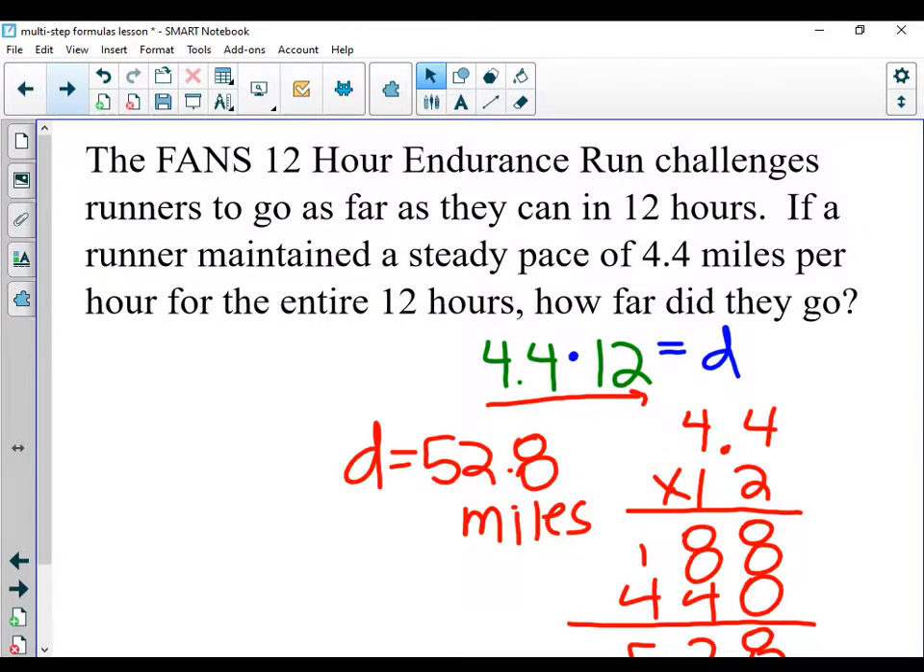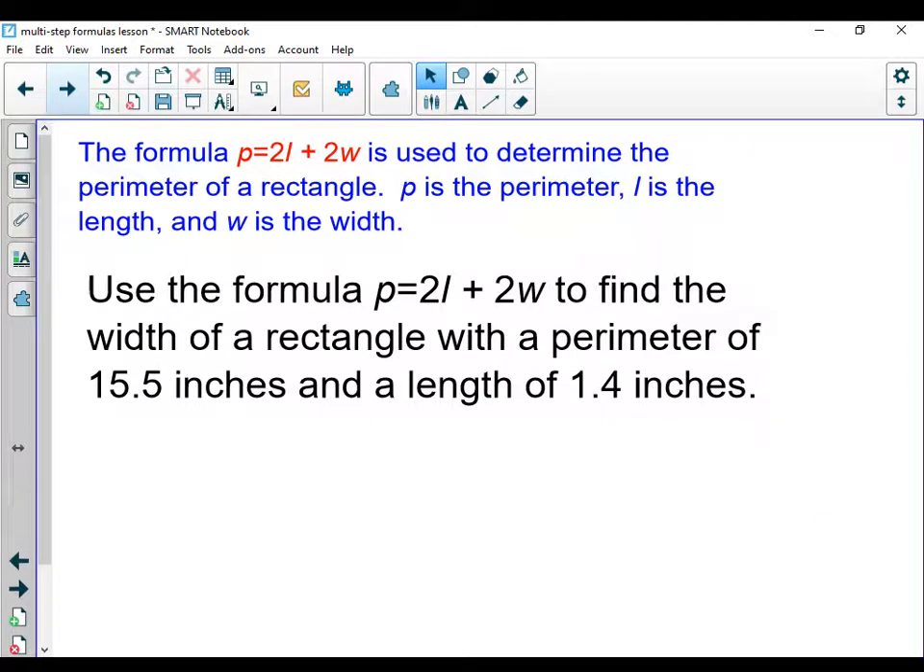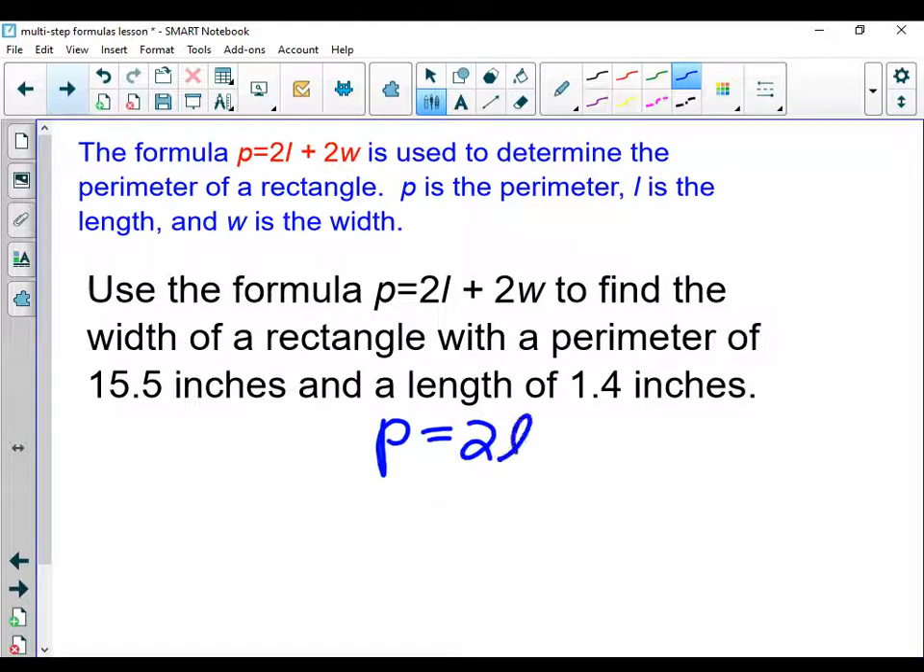Okay, second row of boxes. This is the one that was the mistake on the quiz. No worries. This one, instead of distance and time and speed, we have perimeter and length and width. Again, everyone does better when they recopy down the formula. It's just a way of life. Everyone does better when they rewrite it.